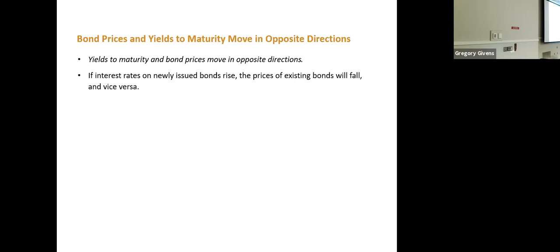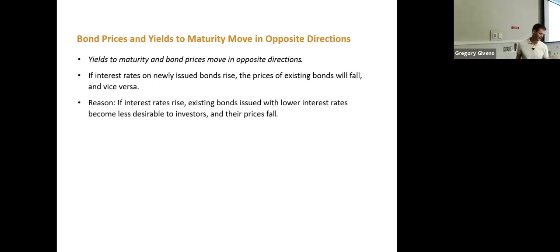Alternatively, if interest rates fall, now, Lauren, your bonds look more attractive than what is currently being newly issued, right? And in that case, you would actually be able to extract a higher price from another investor for your existing bond because your coupon rates are relatively higher in this case. So bond prices and yields to maturity are inversely related to one another.